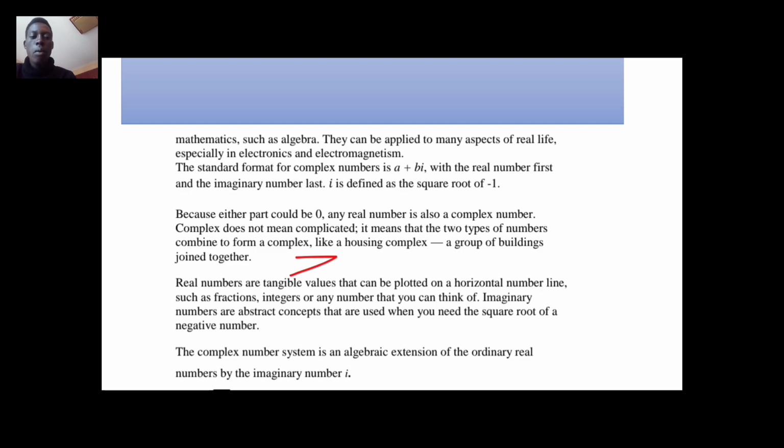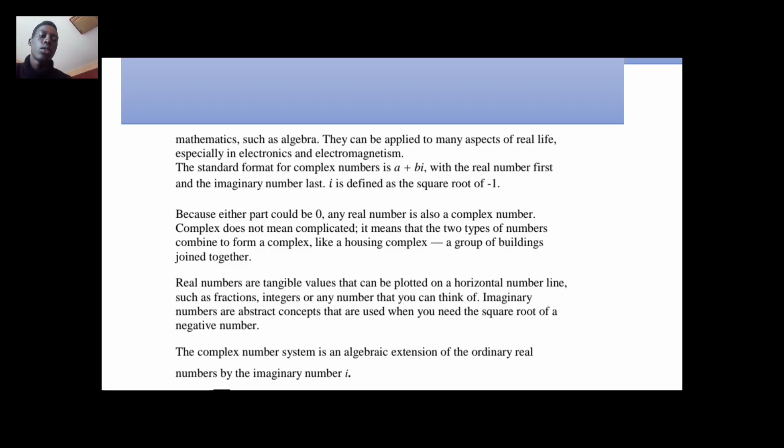In that form of complex numbers, where z is equal to a plus ib, one of the parts can be 0. Each part could be 0. Any real number is also called a complex number.